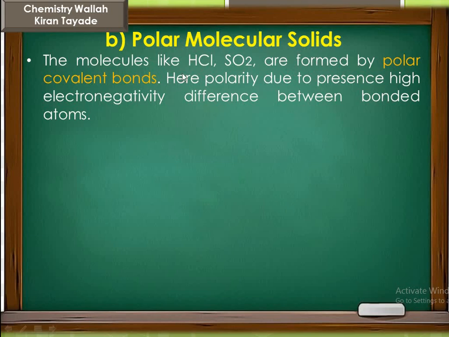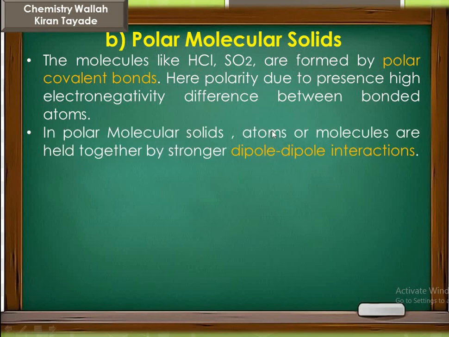Molecules like HCl are formed by polar covalent bonds, because there is polarity in HCl and SO2 due to the presence of high electronegativity difference between the bonded atoms. That's why they have a polarity. Hydrogen here is more electropositive and chlorine is more electronegative. That's why the solids formed from these molecules are called polar molecular solids.